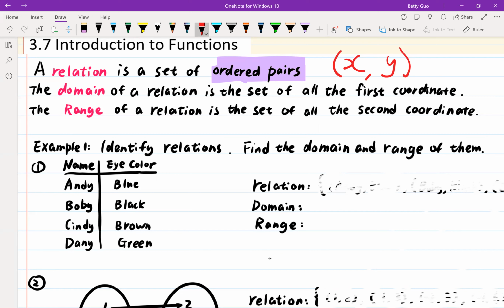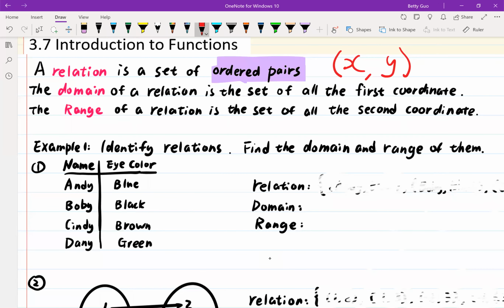So now look at the table. Do you see a relation from the table? Do you see a set that contains a few ordered pairs? Do you see pairs? I would say this is a pair: first component Andy, second component blue, right? The person's name and his eye color can make a pair. Same with Bobby and black. Sandy, brown is another pair. Danny and green is another pair, right?